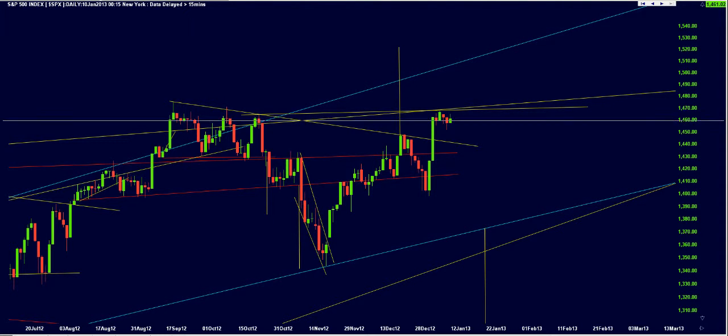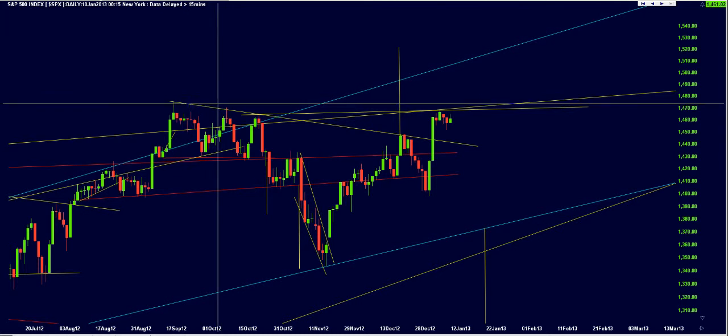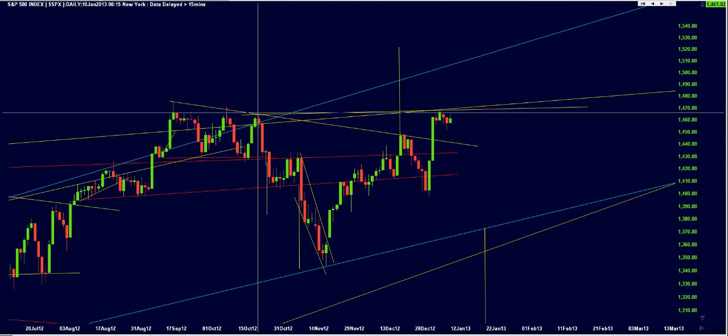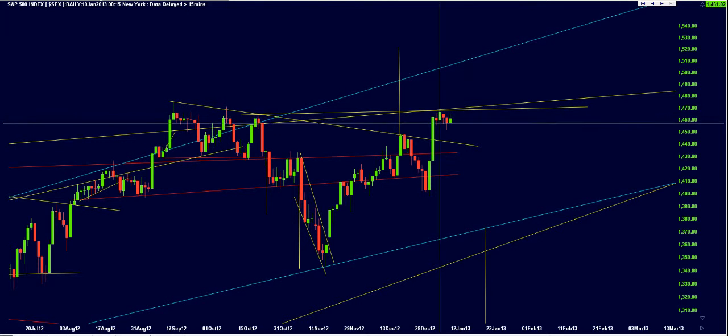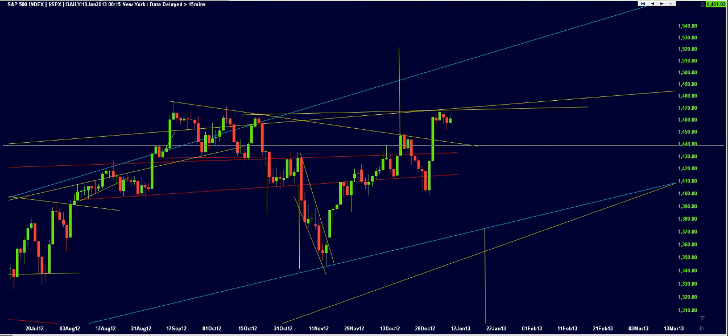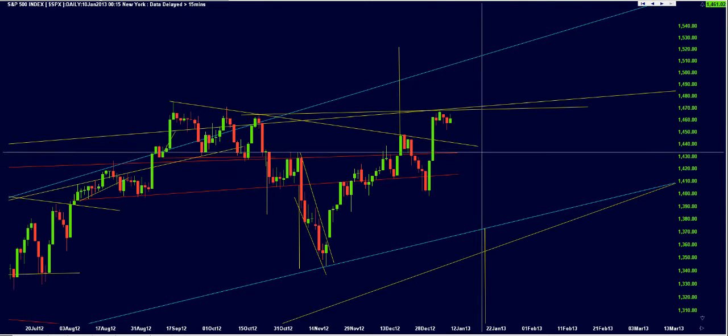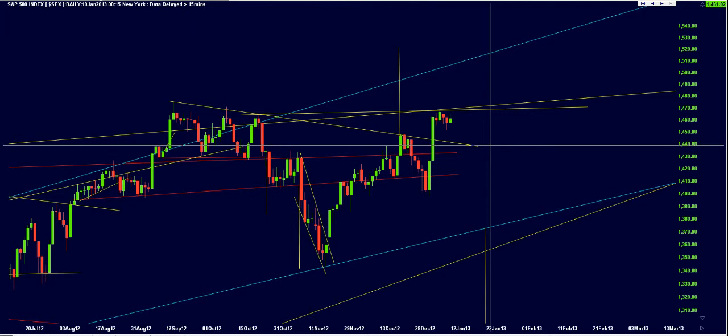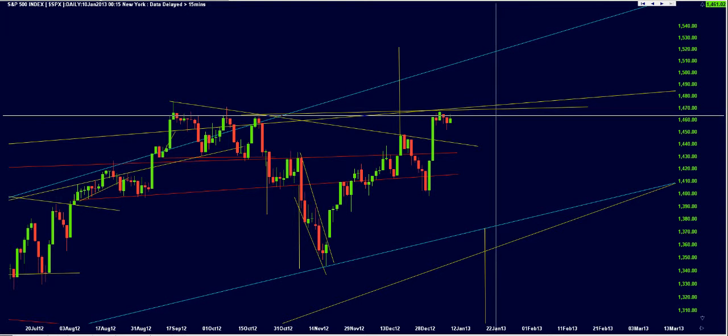Now you'll also know that we have been talking about a potentially larger inverted head and shoulders pattern. But we do need to see more evidence of a breakdown. A move down would be a healthy thing, I think. If we could find support around that 1440 area and then move back up to take out that 1470 high, we would be fairly bullish on the market.